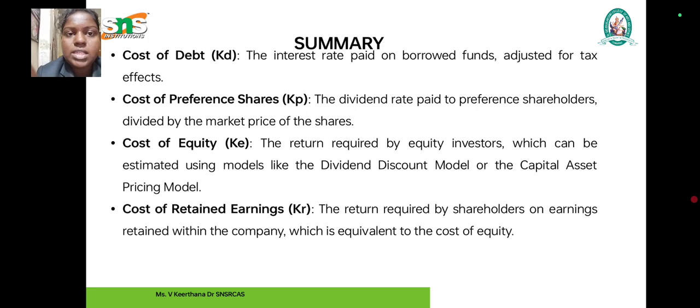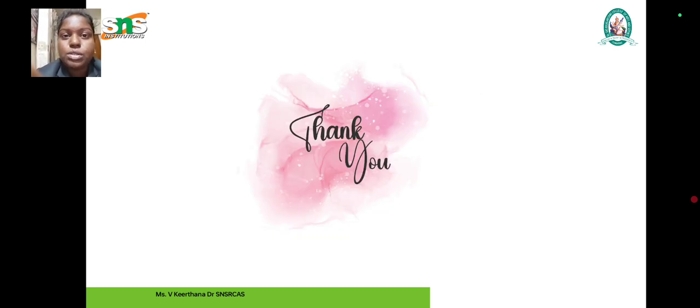So in summary, cost of debt means the interest rate paid on borrowed funds adjusted for tax effects. Cost of preference shares is the dividend rate paid to preference shareholders divided by the market price of the shares. The cost of equity is the return required by equity investors, which can be estimated using models like the dividend discount model, that is DDM, or the capital asset pricing model, which is CAPM. Cost of retained earnings is the return required by shareholders on earnings retained within the company, which is equivalent to the cost of equity. Hope the video was useful and understandable.